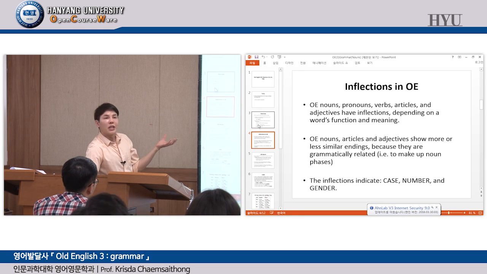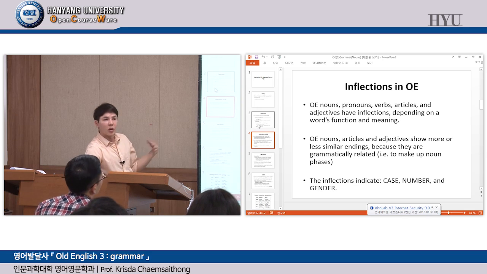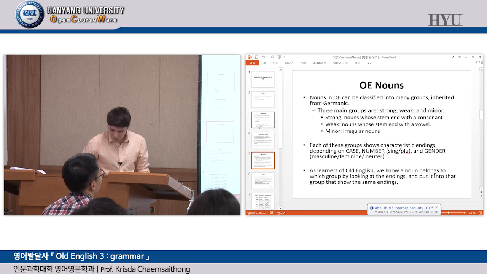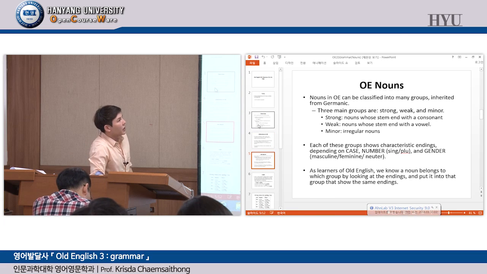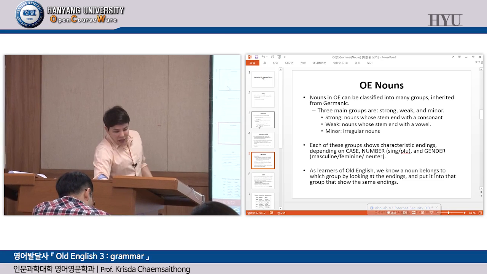So you don't need any word order because you already know the case. Who is doing what? Is this the subject? Is this the object? Is this the direct object? Number: singular, plural. Modern English still has that, S or without S, plural or singular. We have that. Modern English doesn't have gender anymore, but Old English does. Now, let's look at nouns in detail.